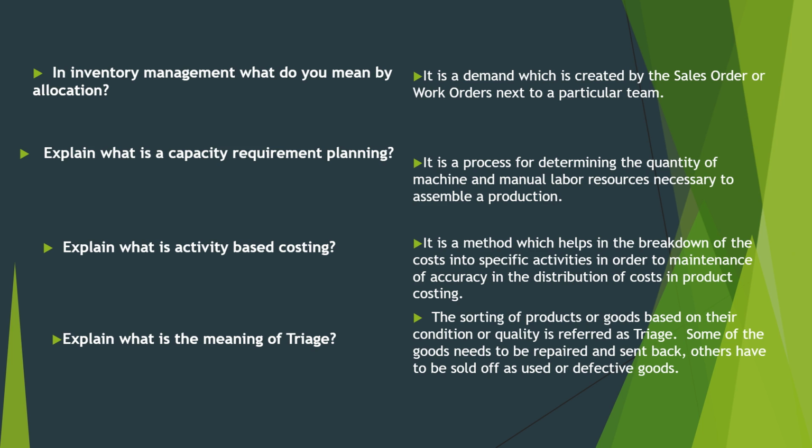Explain what is activity-based costing. It is a method which helps in the breakdown of the costs into specific activities in order to maintain accuracy in the distribution of costs in product costing.